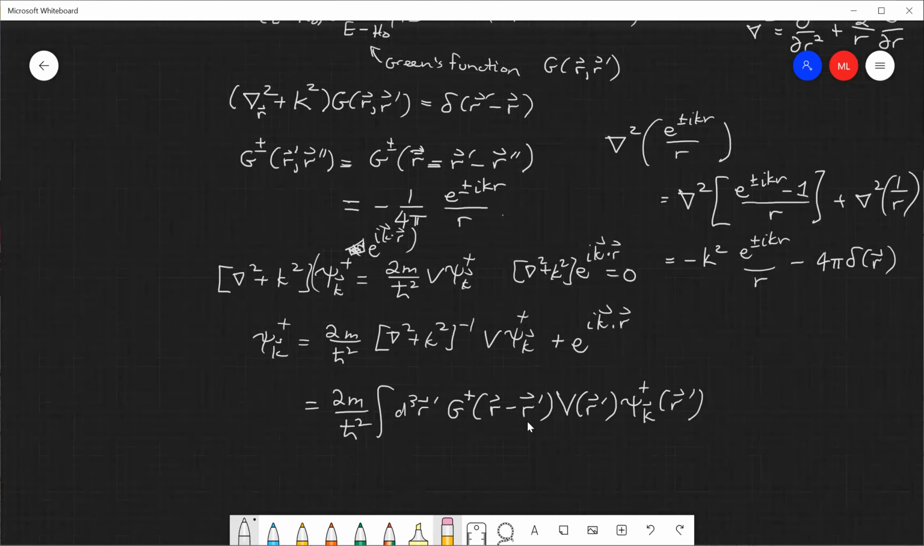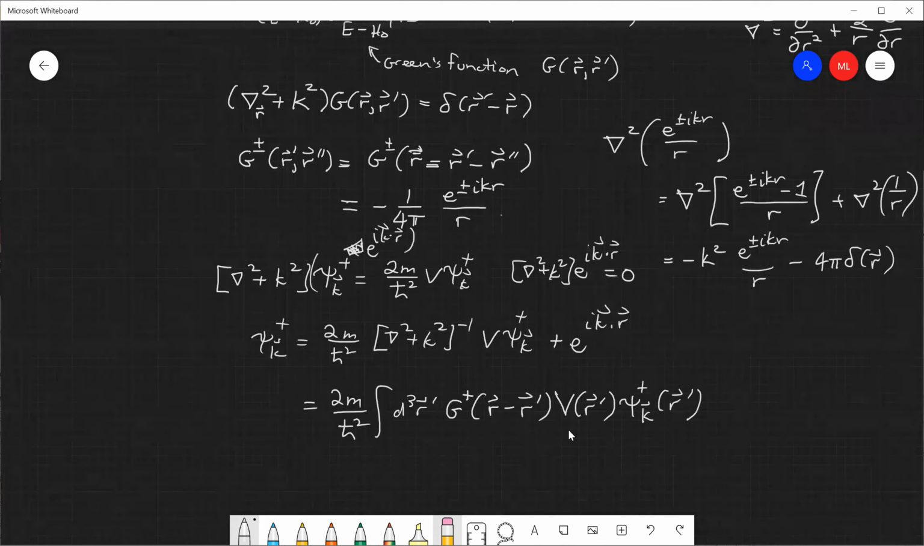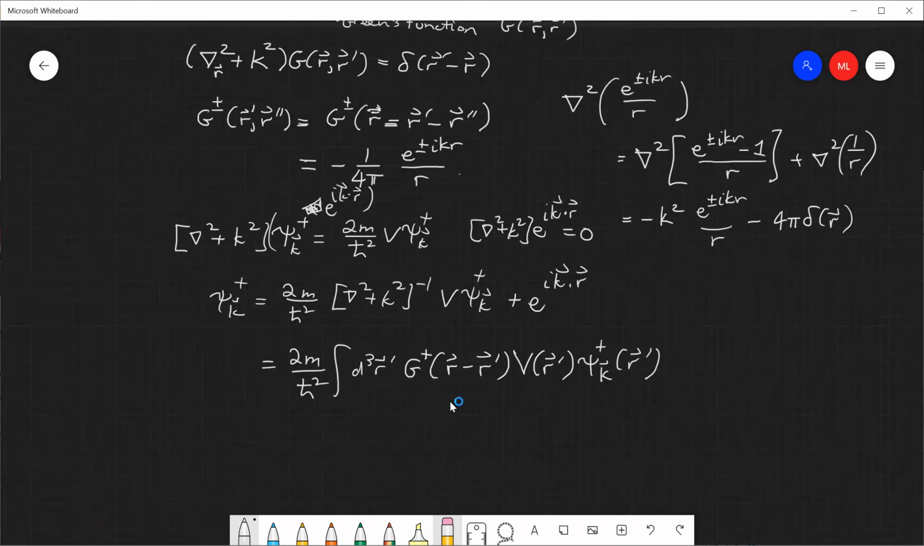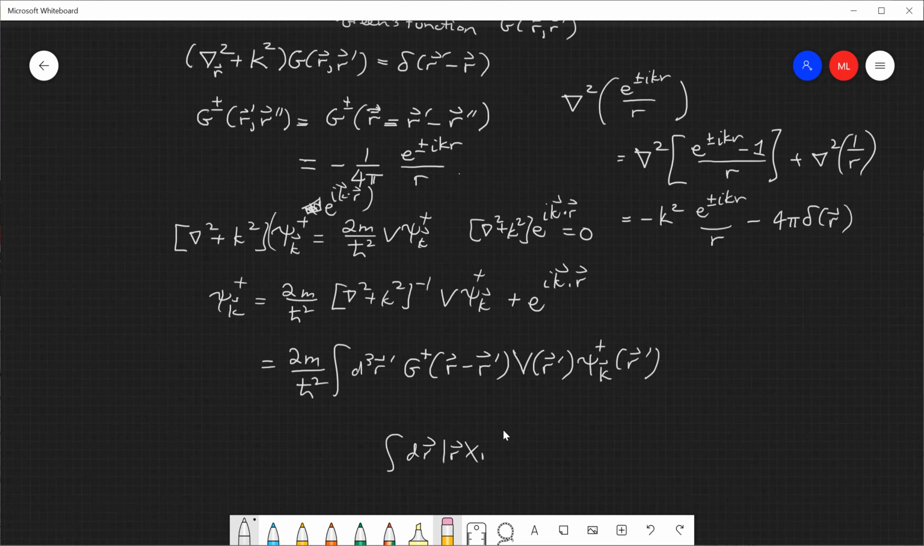itself. So you can stick in a bunch of completeness relations and use the fact that V is diagonal and you'll just get this. But I'm going to skip all that because you should be relatively comfortable with that kind of thing already. You know, you stick in a bunch of these guys, right? This. Okay, plus this guy.